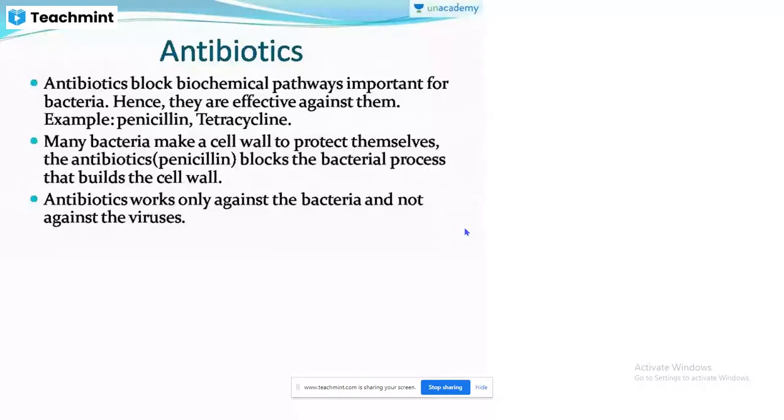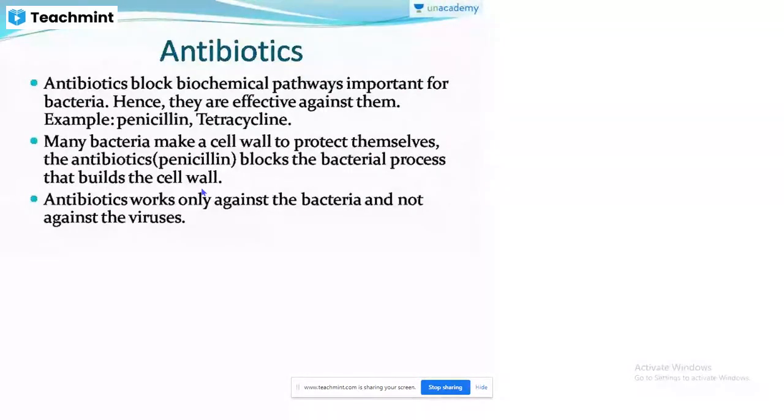So antibiotics block the biochemical pathways important for the bacteria, hence they are effective against them. Examples are penicillin, amoxicillin, tetracycline. Many bacteria make a cell wall to protect themselves. The antibiotics block the bacterial process that builds the cell walls. So antibiotics work only against bacteria and not against viruses.